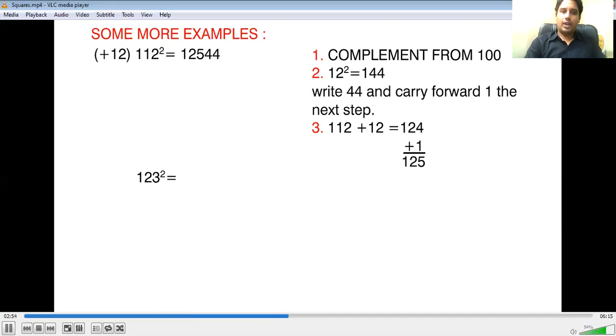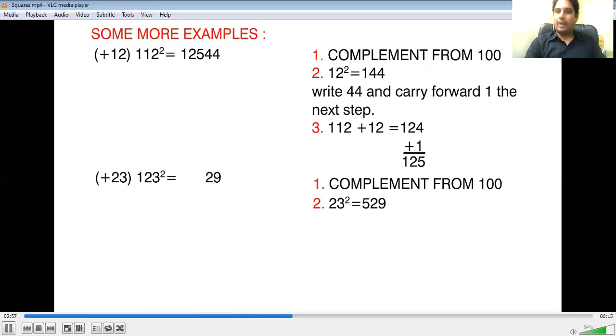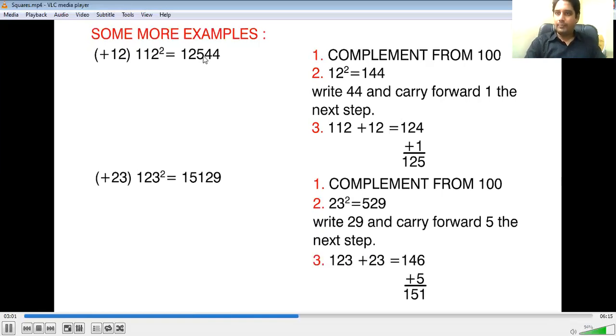Next example, 123 square. Let us solve it. Complement from 100, yes, plus 23. Square of the complement, that is 23 square, 529. I will be taking 29, 5 will be carried forward to the next step. Step 3, 123 plus 23, which is 146. Add 5 to it, it becomes 151. Hence our result is 15129, 15,129.